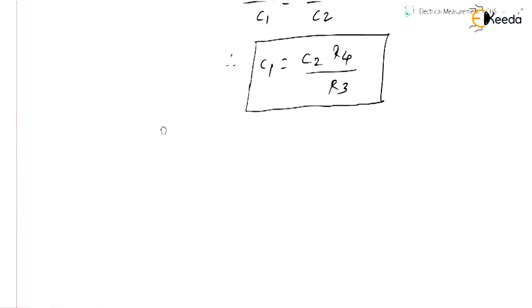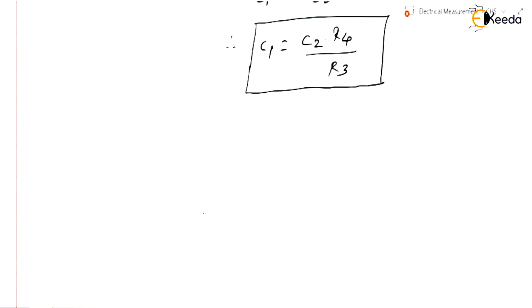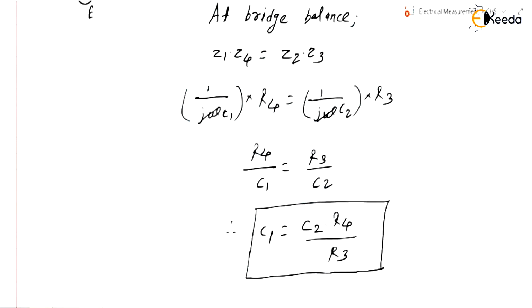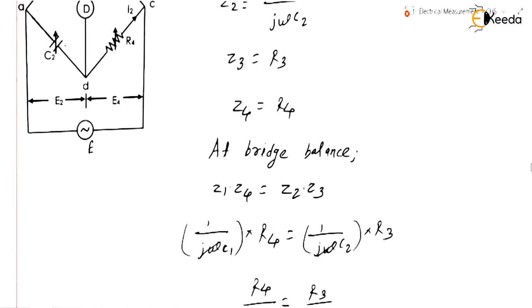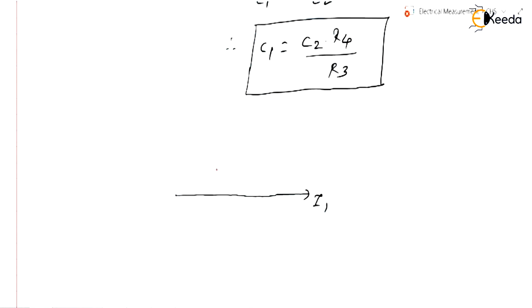Next we are going to draw the phasor diagram. Let us start with the phasor I1, which is the reference phasor. As we know, I1 into R3 is nothing but E3. So the phasor for E3, which is equal to I1 into R3, will be in phase with I1 because it is a purely resistive voltage drop.